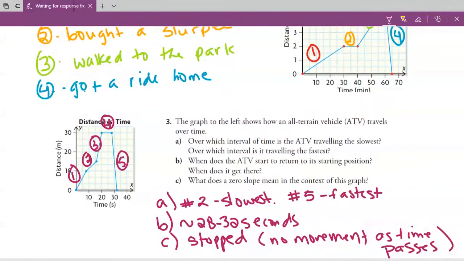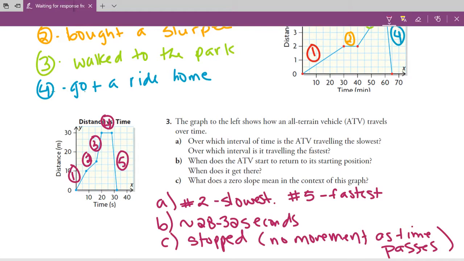And the last example, the graph to the left shows an all-terrain vehicle traveling over time. Over which interval is the ATV traveling the slowest? That's going to be number 2 because we have the least steep slope. And when is it traveling the fastest? Interval 5, even though it's going backwards, it still has the steepest slope. When does it start to return to its starting position and when does it get there? Well, that's section 5, so it looks like between about 28 to 32 seconds.